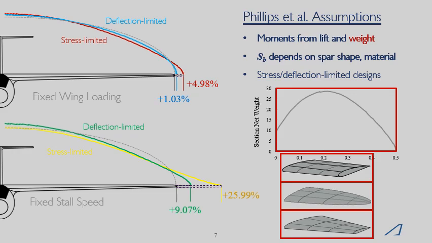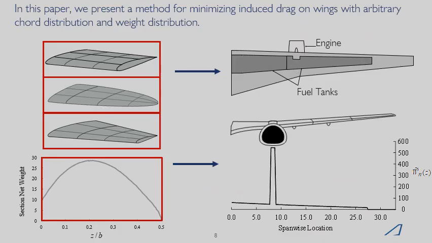So now what we're trying to do today, and what I'm presenting today, is work that we did to further extend Phillips's work to move away from these ideal chord distributions and weight distributions toward more representative chord and weight distributions of real aircraft that we see out flying today. So we may have double taper, we may have discontinuous chord distributions, or we may have a wing that carries fuel or engines or other external stores on the wing that contribute to the weight distribution. And so we want to be able to accommodate all those different things.